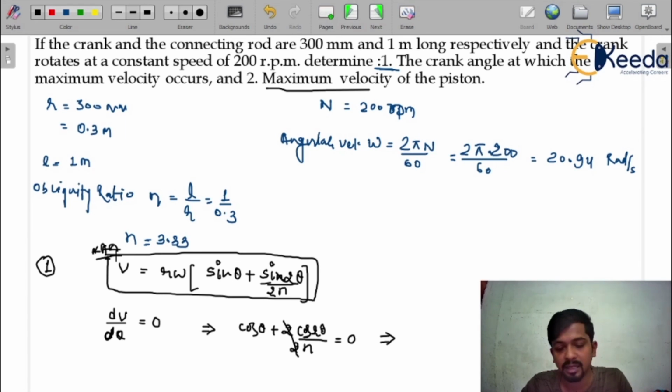In the examinations the time pressure is very high on your mind, so you will not be able to judge whether you are writing the correct formula or not. If you are attempting a question paper and you write the velocity formula as R omega times sin theta plus sin 2 theta by n, without the 2 in the denominator, that means under time pressure you were not able to remember that there is also a 2 in the denominator. So that's why the formula must be learned accurately.